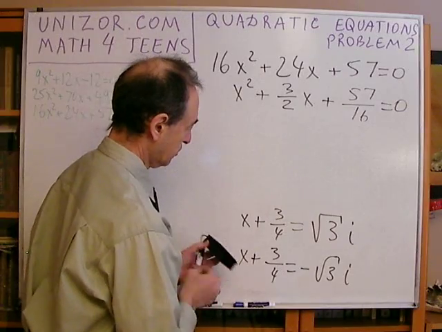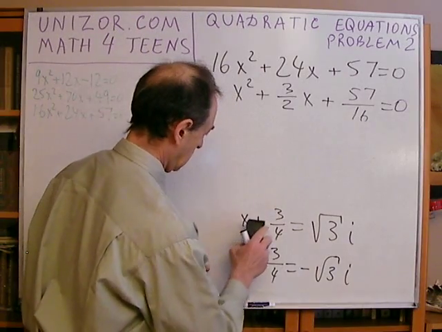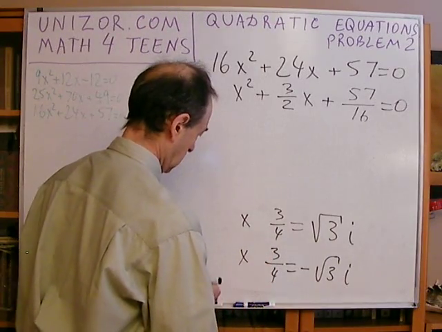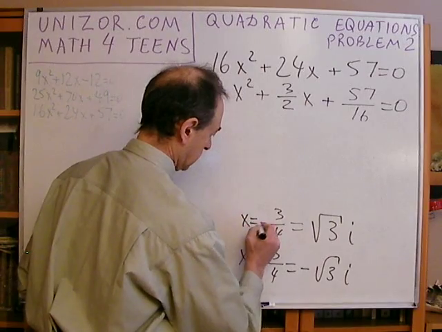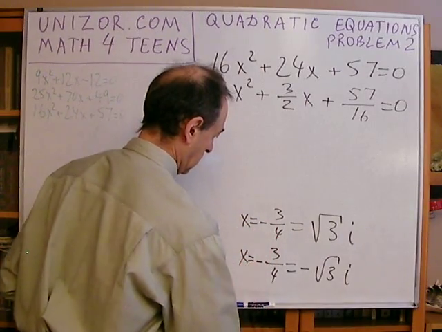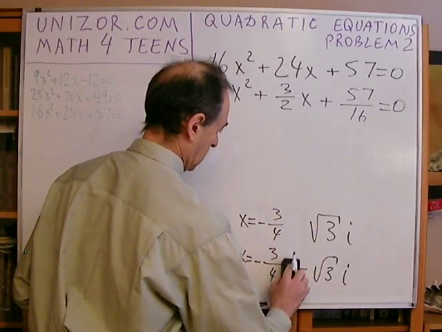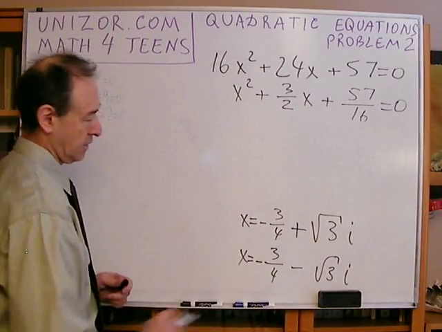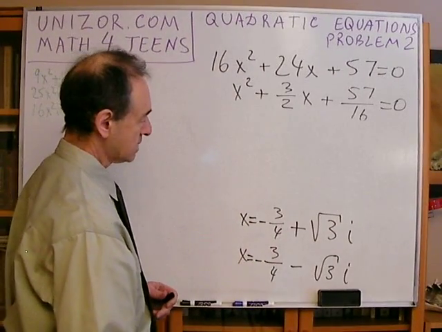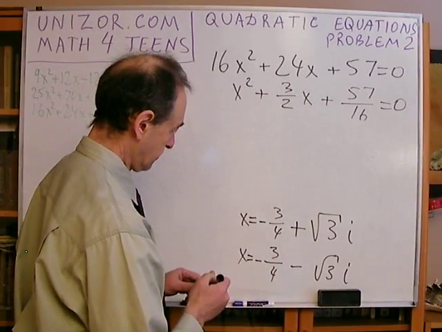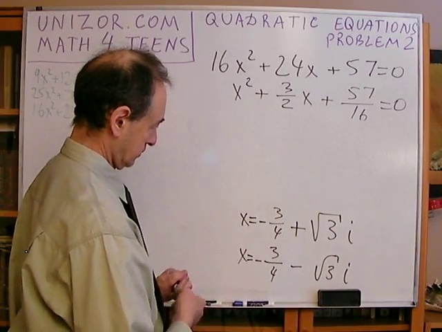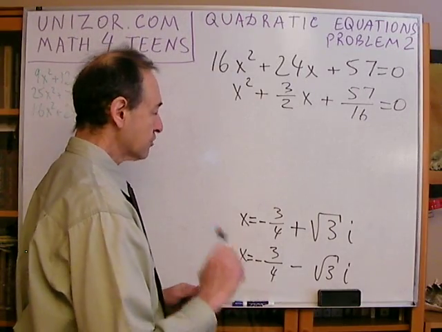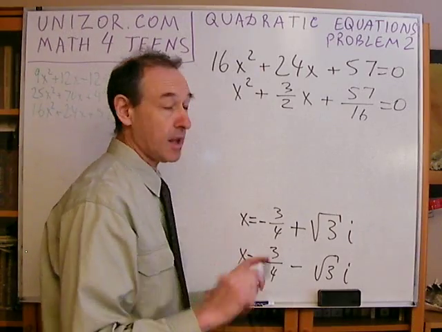Let me do it this way, that would be simpler. I'll put x is equal to minus 3/4 plus or minus. So I transported 3/4 to the right side of the equation by subtracting it from both sides. Okay. That's two solutions.